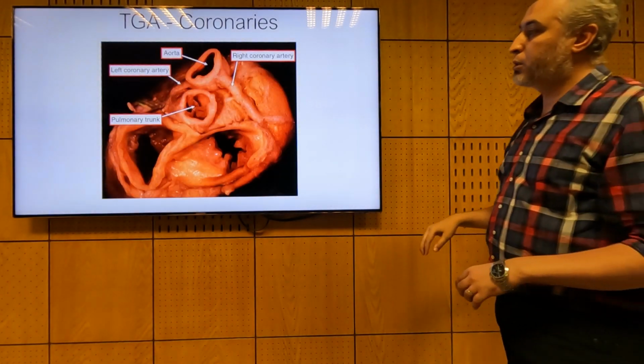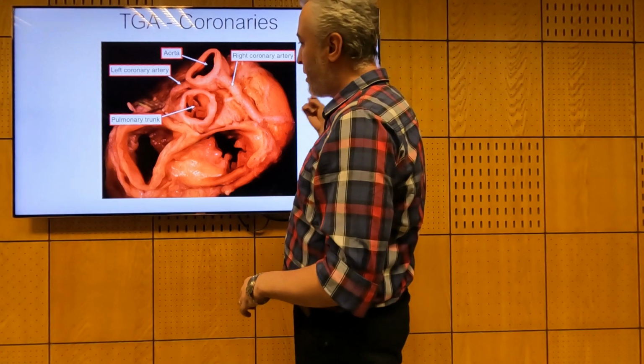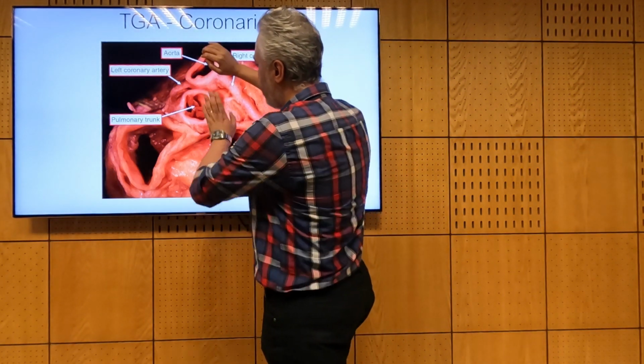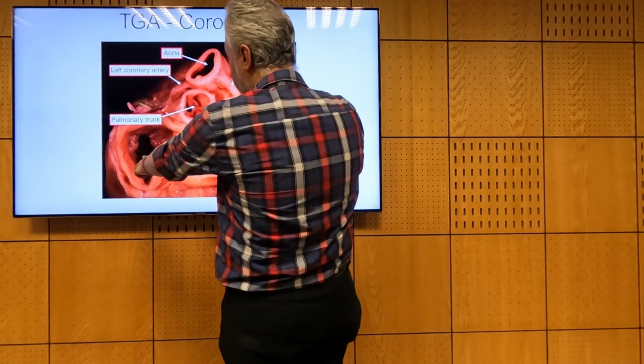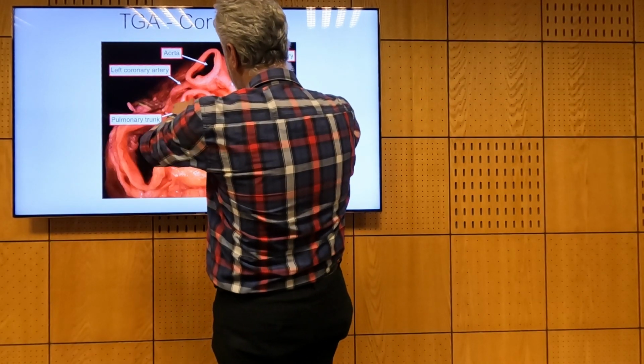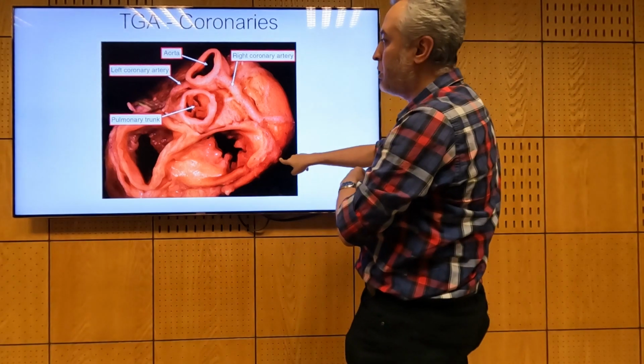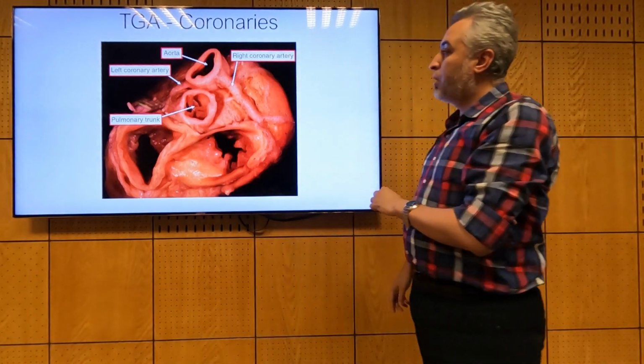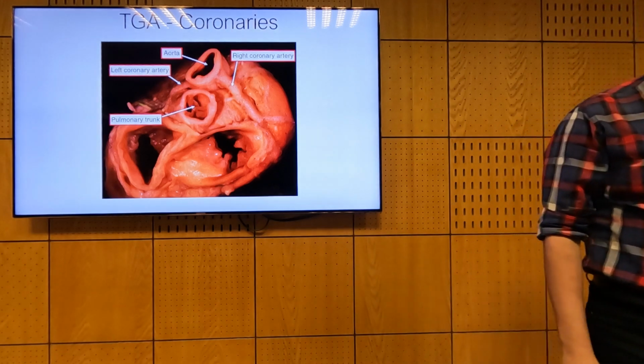So this is a specimen showing TGA, again, very similar to the diagram that we've shown. Looking from above, this is aorta, anterior, pulmonary posterior, this is mitral and tricuspid valves, and you can see coronaries. This is right coronary going into right AV groove, and this is LAD and circumflex going from the other sinus.